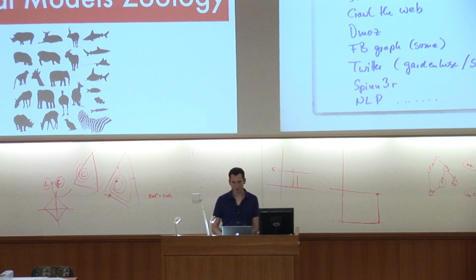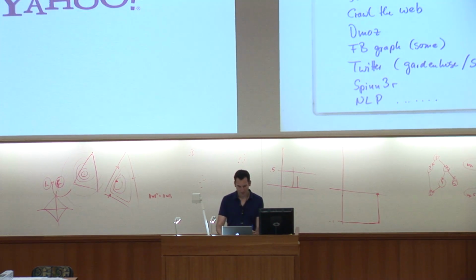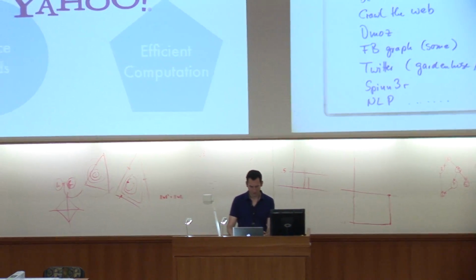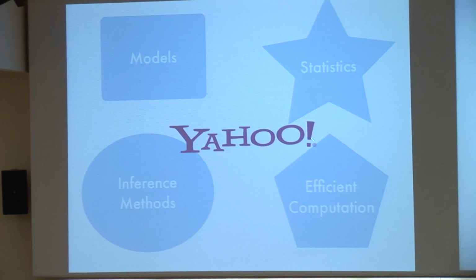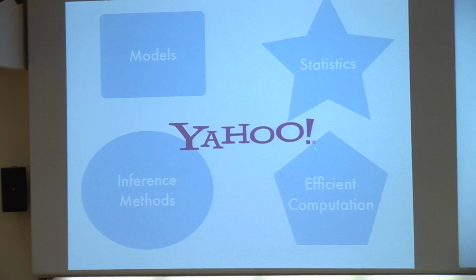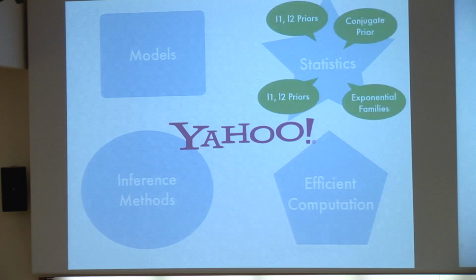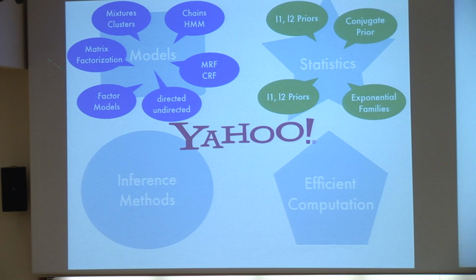Okay, now let's just conclude with that brief zoology, and then we need a break. Okay, so here's a few things. Some of the issues that you need to deal with: you have the issue of models, you have various statistical tools, you need efficient computation, and of course various inference methods. So let's just go through it step by step. I could, for instance, have different priors and different statistical formulations. That's the standard tool chest. I might pick different models to describe the data, whether I have directed or undirected graphs, Markov random fields, chains, mixtures, clusters, factorization models. There's lots of stuff there.